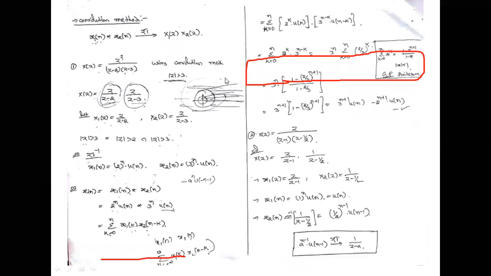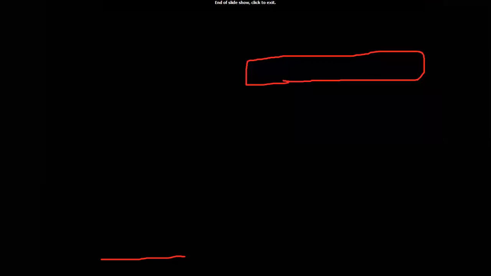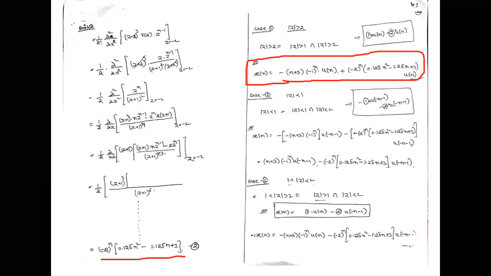So that is the residue method. Next, in tomorrow's class, we can see the last method, the convolution method. By using the convolution method, we have 2 or 3 examples. Tomorrow's class, we can see the convolution method.